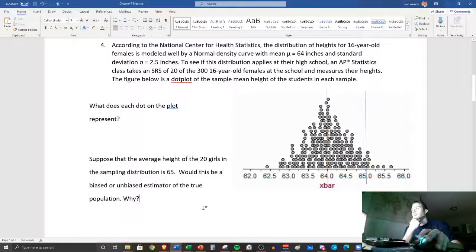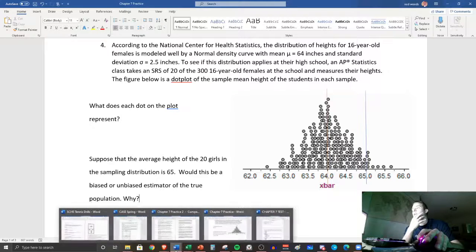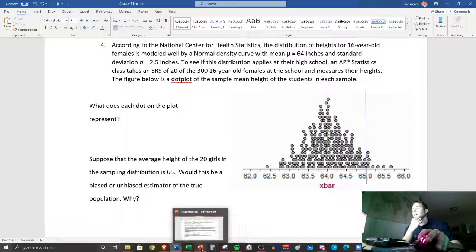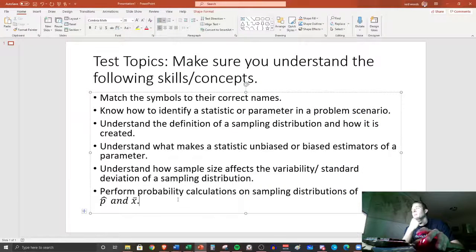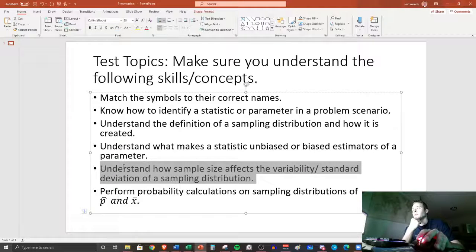So that's sort of the idea there. You need to make sure you understand what makes it biased and what makes it unbiased, okay? All right, understand how sample size affects the variability or standard deviation of a sampling distribution. That is, when we increase the sample size, the standard deviation goes down. When we decrease it, it goes up.